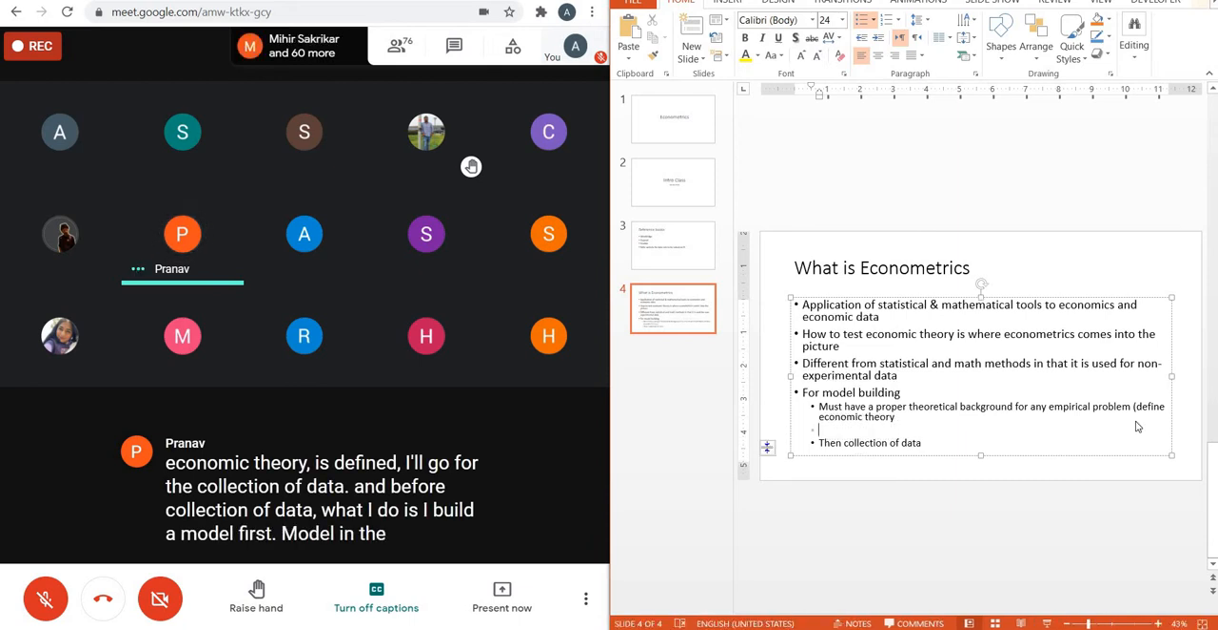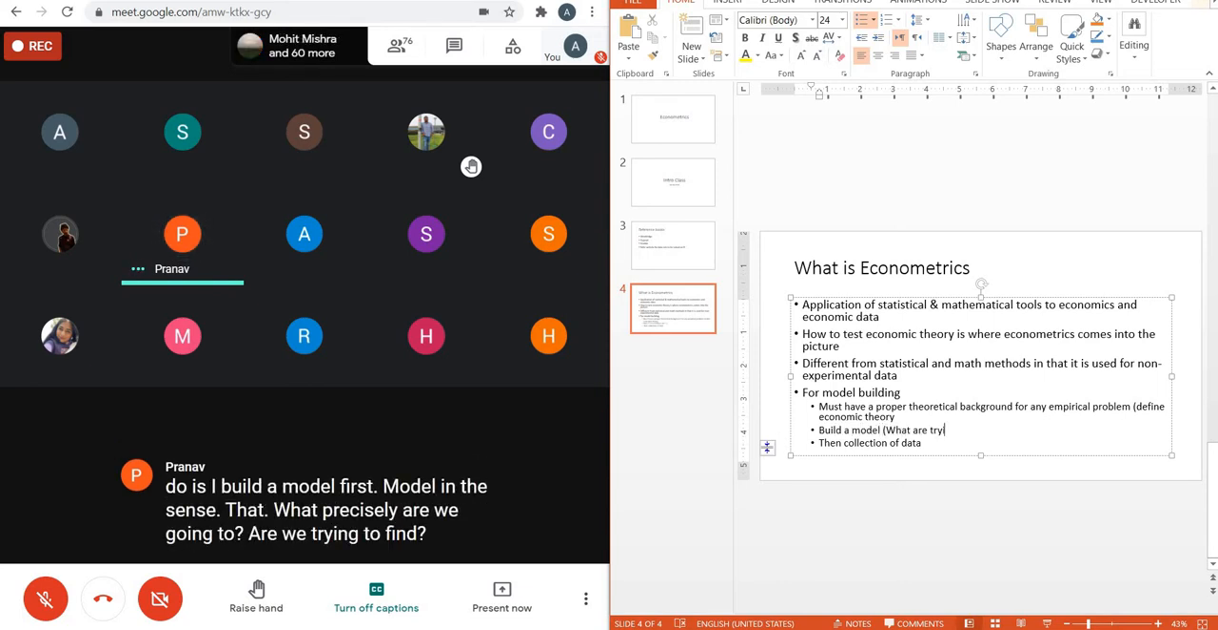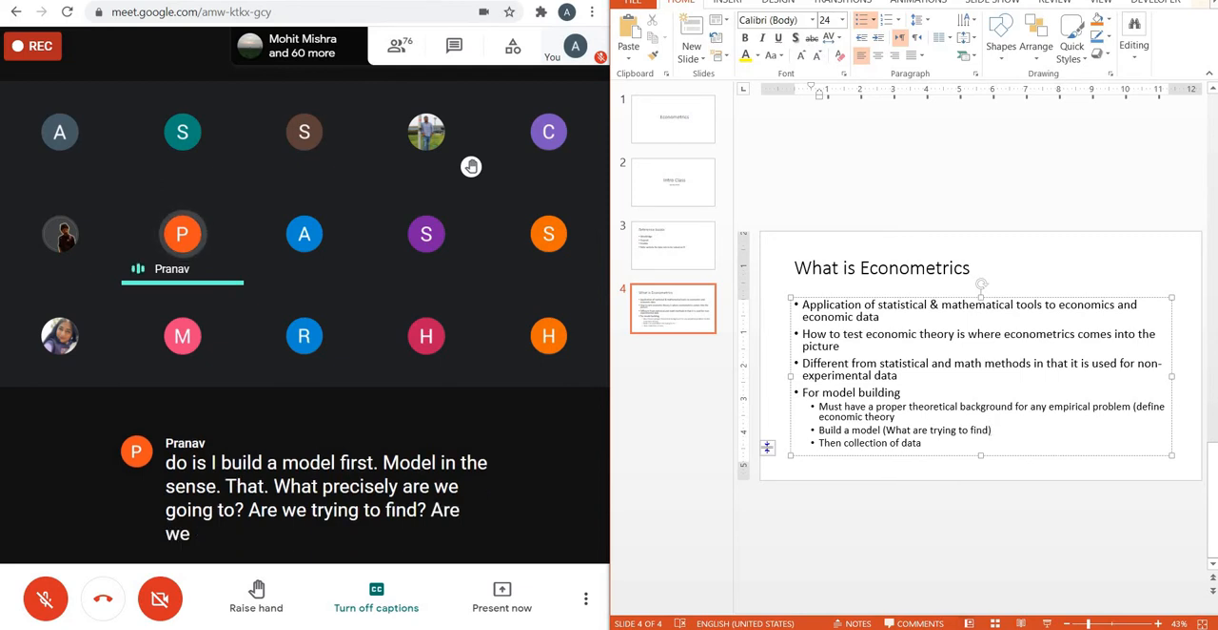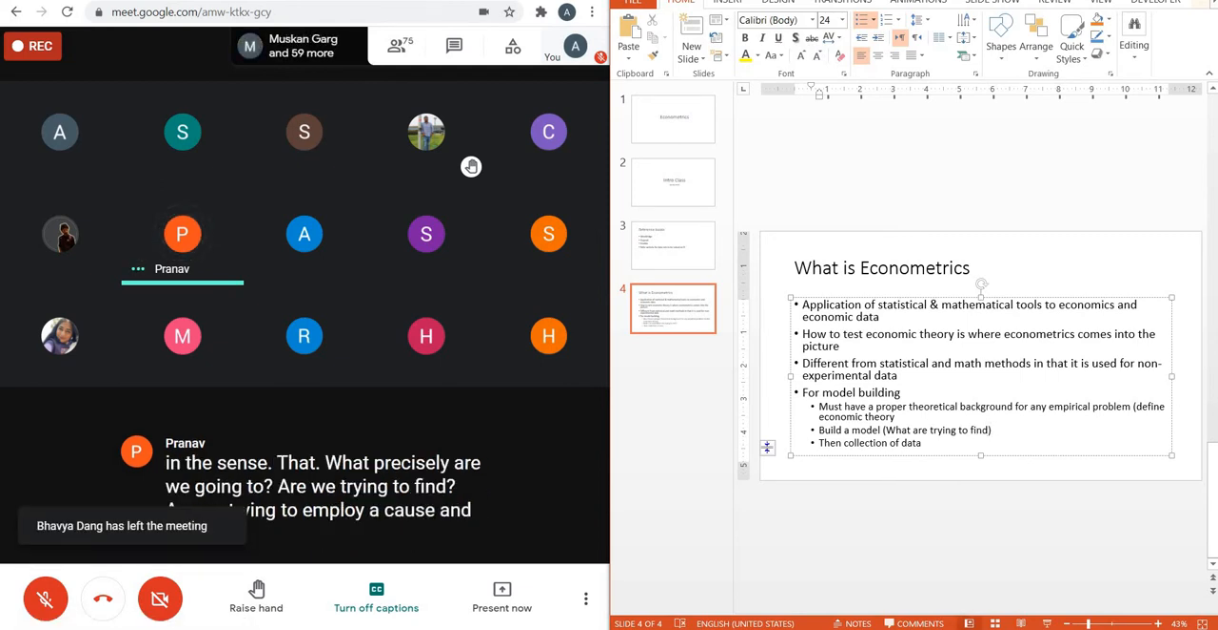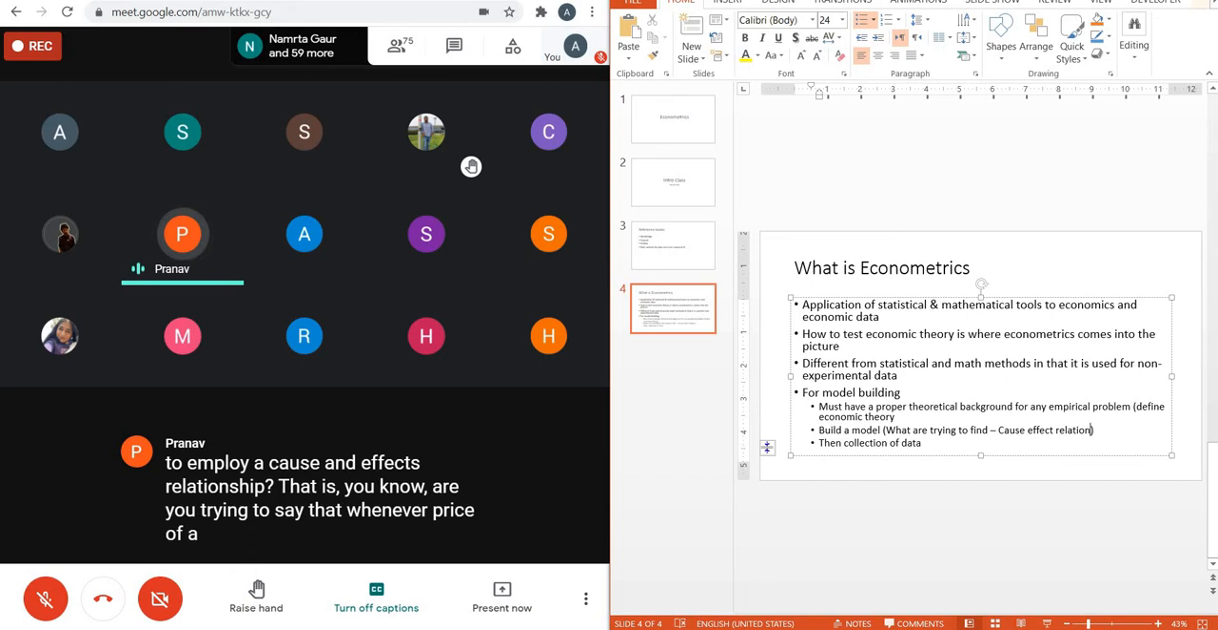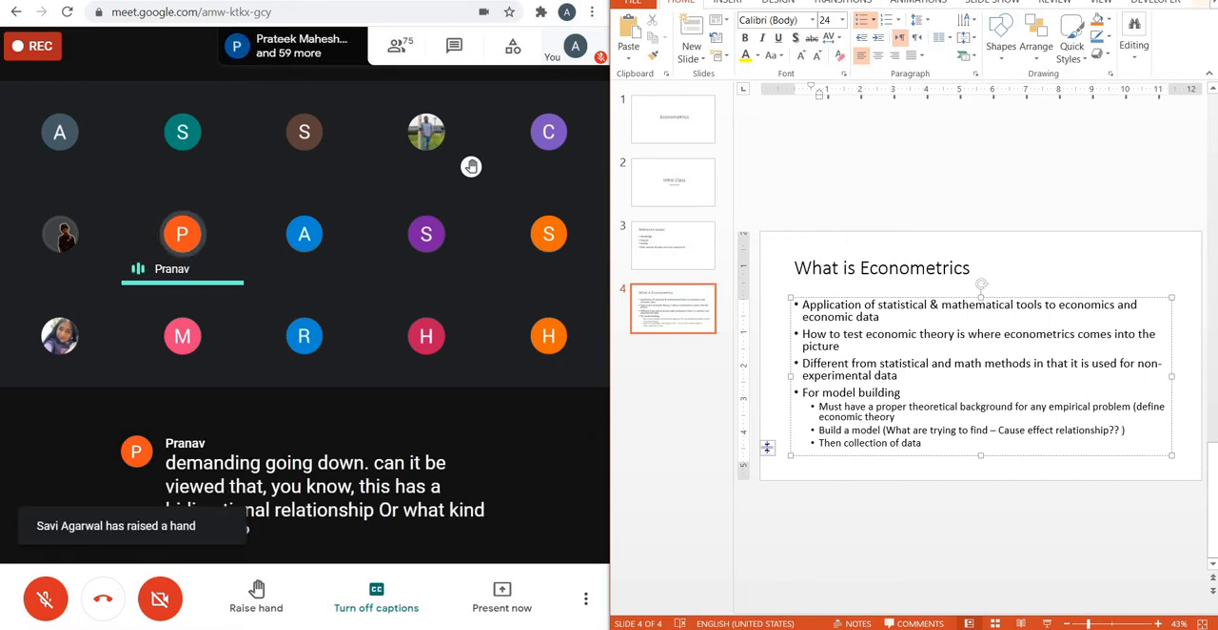Model in the sense that what precisely are we trying to find? Are we trying to employ a cause and effect relationship? That is, are we trying to say that whenever price of a commodity goes up, there's always a one-sided causation, that price of commodity going up, quantity demanded going down? Can it be viewed that this has a bi-directional relationship? Or what kind of model precisely I build, it again depends on the researcher.